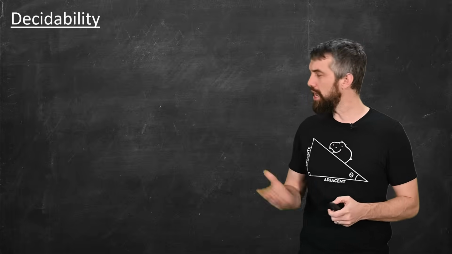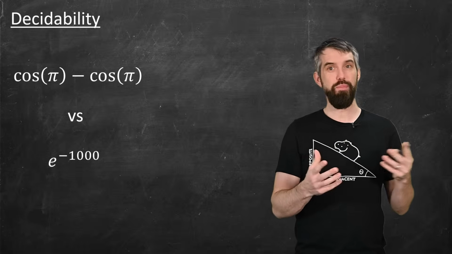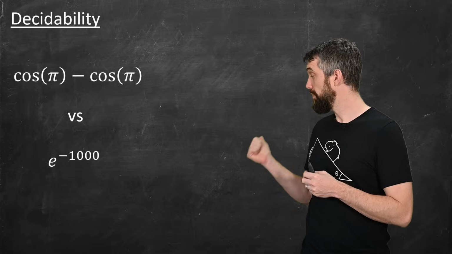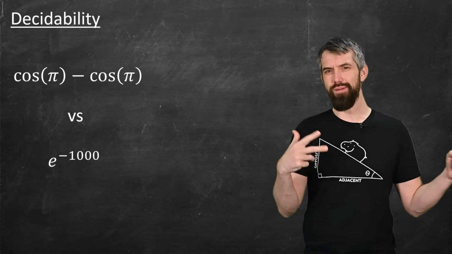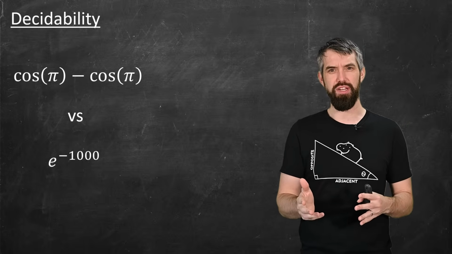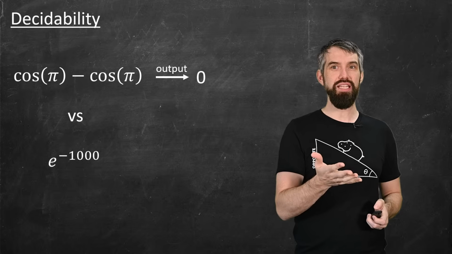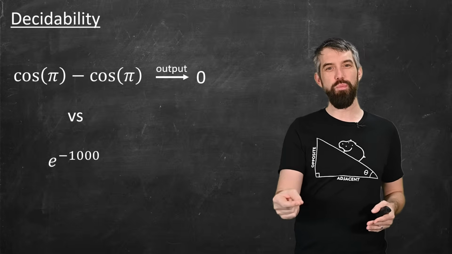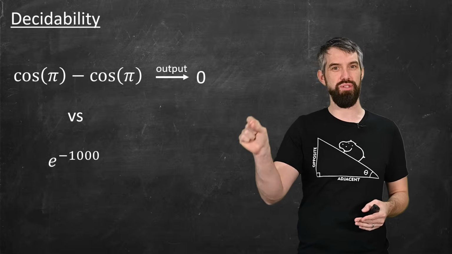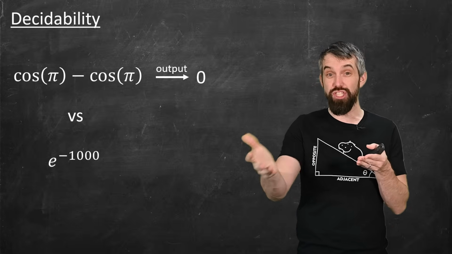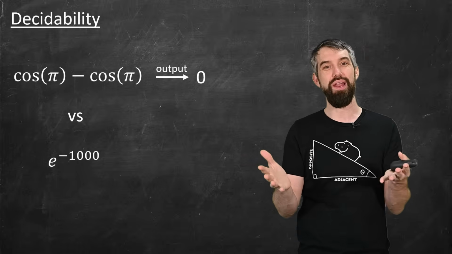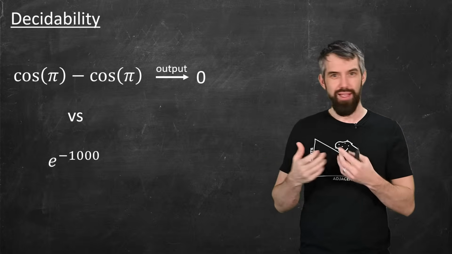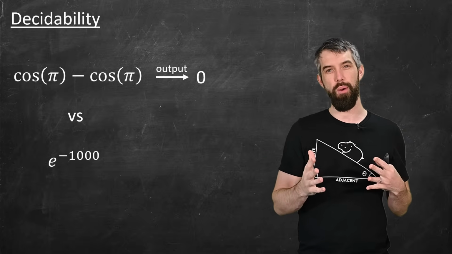So contrast these two expressions, cosine of pi minus cosine of pi and e to the minus 100. Now, they're both kind of zero, but the kinda is doing the heavy lifting. Like the first one is exactly zero, and it should output on your screen 0. It would be kind of bad if it outputted 0.000000. That would indicate just an approximation based on the number of digits that you had on your calculator screen. I want it to realize that this is truly identical to infinite levels of precision to 0.